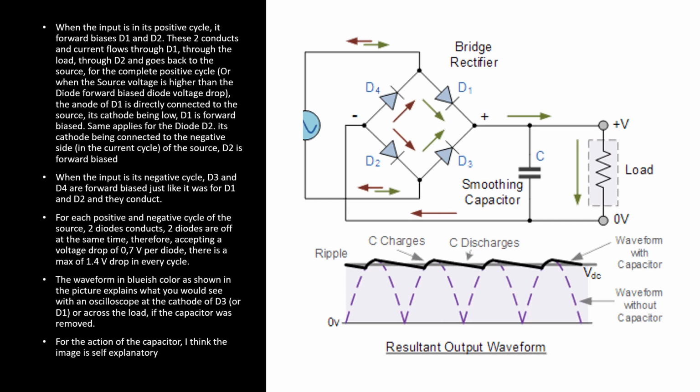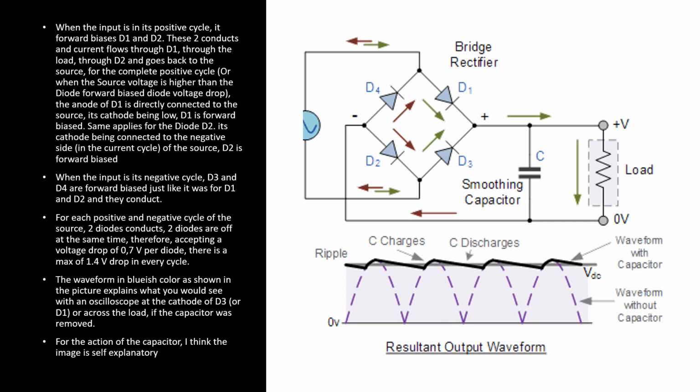Therefore, accepting a voltage drop of 0.7 volt per diode, there is a maximum of 1.4 volt drop in each cycle. Why? Because now there are two diodes. So the voltage drop of each diode is 0.7. If we add the voltage drops of both diodes, it becomes 1.4 volt drop in each cycle.